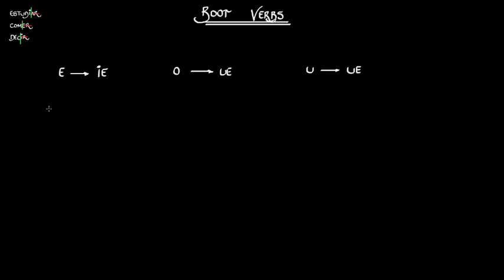We're going to work with some pattern verbs that are going to allow us to see how the boot verbs work. For an example of a verb that changes the E to IE, we're going to use cerrar, which means to close. For the category of verbs that change the O to UE, we're going to use the verb poder, that means can. And for the third category, the category that changes the U to UE, we're going to use the only verb in this category, which is jugar, to play.